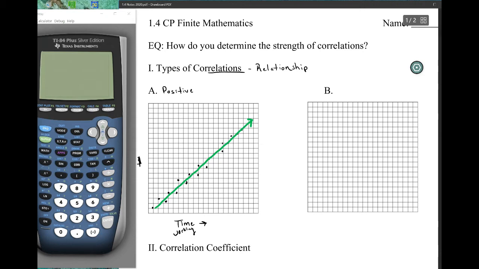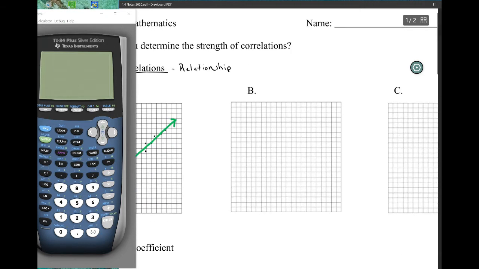Another type is a no correlation, okay? So sometimes things can have no correlation whatsoever with one another. On a scatter plot, what this would look like is just dots all over the place. So something that would have no correlation perhaps, maybe the number of puppy adoptions, okay? Puppies, oh, they're so cute.